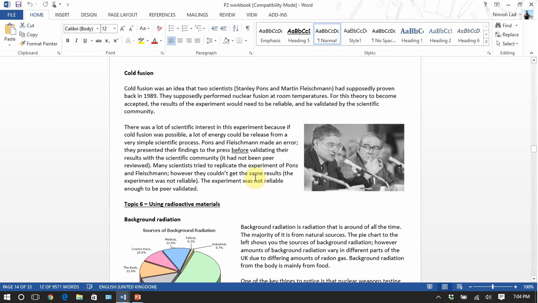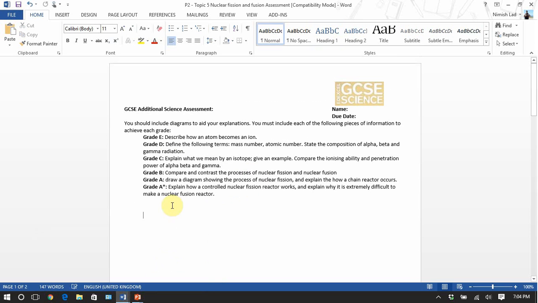So the scientific community only accept ideas that have been peer reviewed, normally via a journal, which is like a scientific magazine, but more high level, checked by the scientists. Right, so let's just quickly go through the assessment sheet for this topic. So describe when an atom becomes an ion. So that's gaining or losing electrons. Remember to say that if you gain an electron, they become negative. If you lose an electron, they become positive.